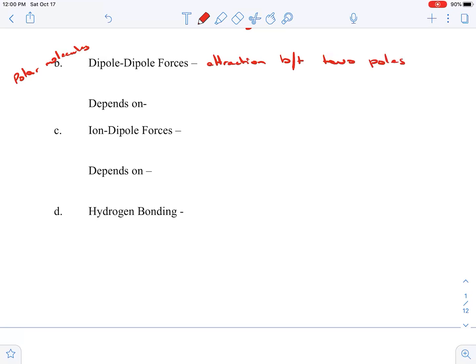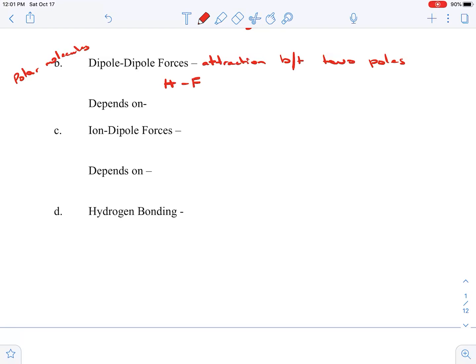So we have a slight negative and a slight positive form. If we look at HF, for example, we know that to be a polar molecule. We know F has a slight negative on it. If we draw that, ooh, I erased a lot.